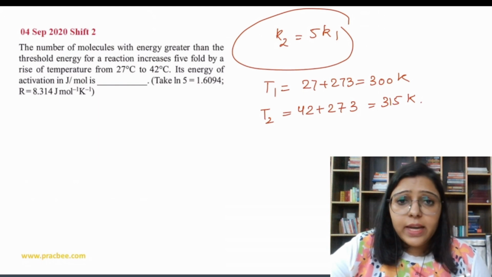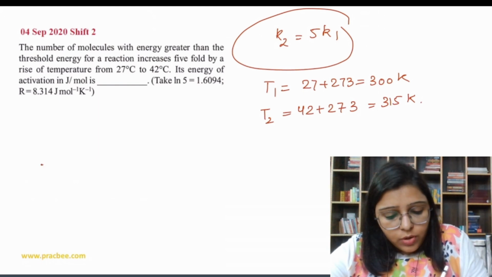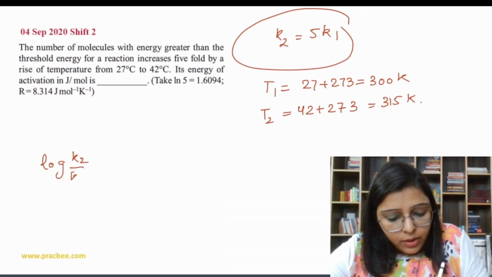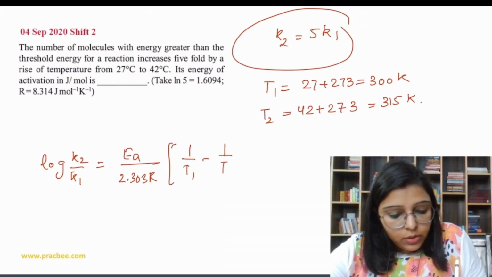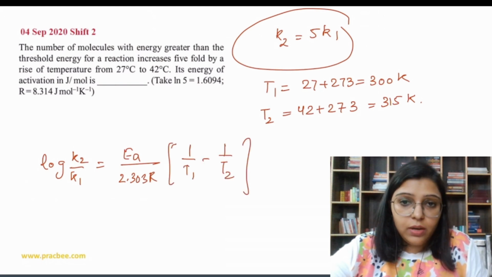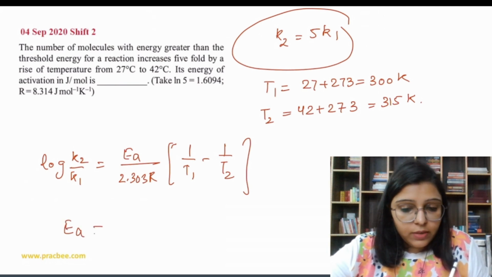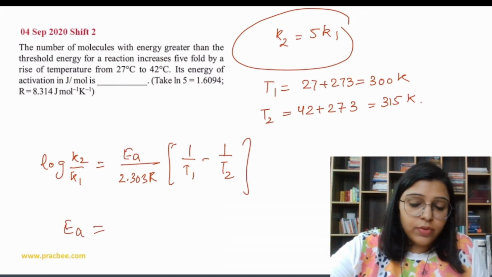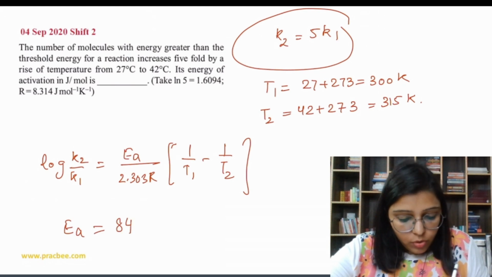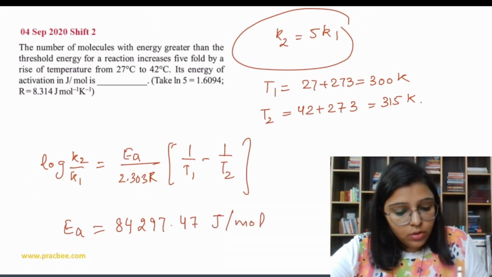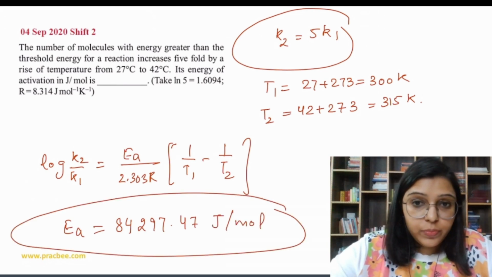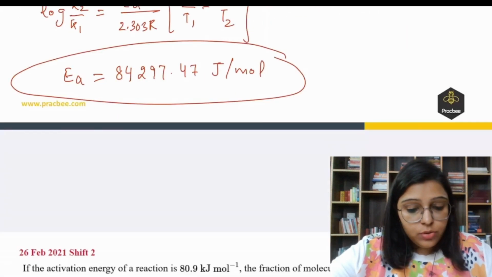ठीक है, so it's energy of activation. So we can use this formula only. Log K2 by K1 is equal to EA upon 2.303 R, 1 by T1 minus 1 by T2. So you have all the values given. Now you can find out the value of activation energy, and once you find it, the answer is 84297.47, that is in joule per mole. So you can solve on your own. ठीक है, now let's do the next question.